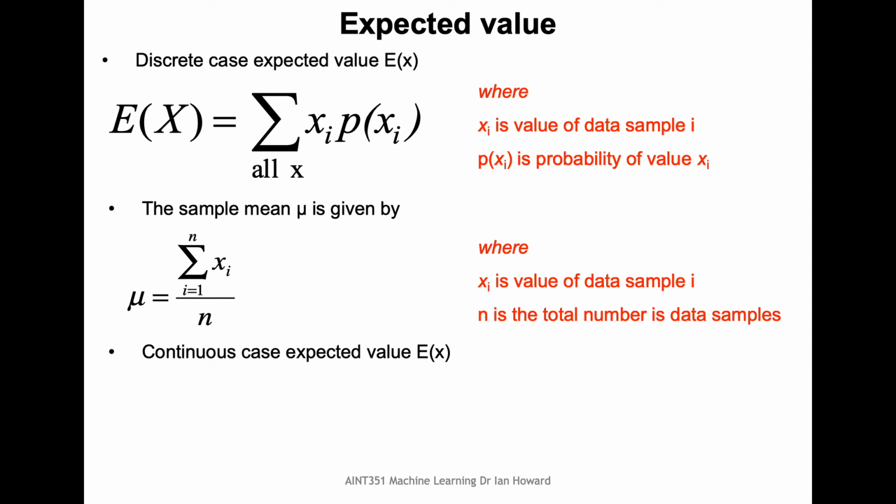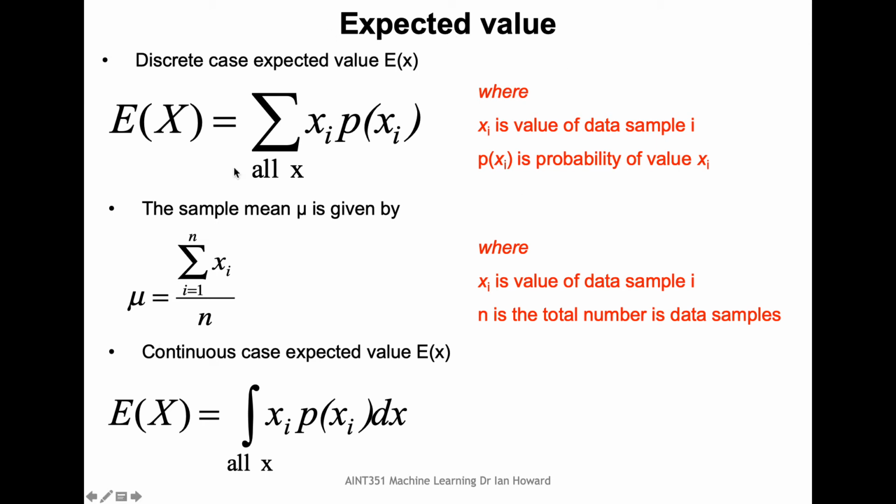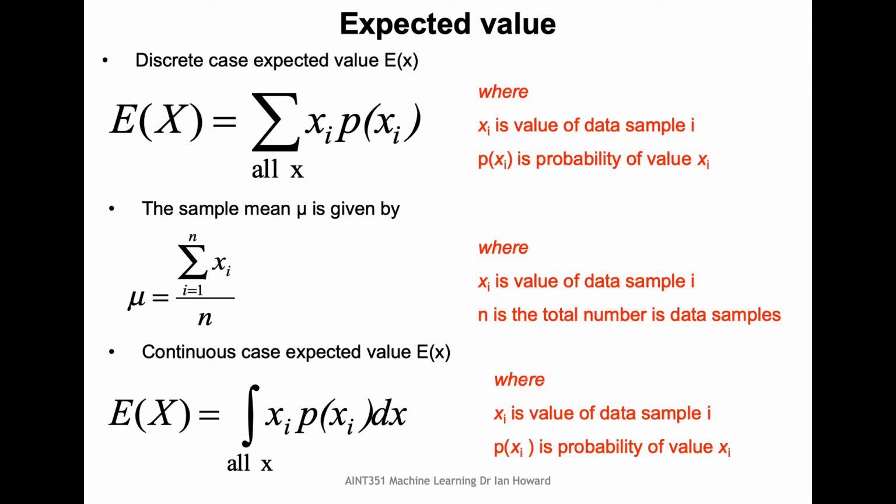Now, if we want to deal with a continuous set of functions, then rather than summing over all individual samples or all individual events, we actually integrate across them instead. So rather than having a sum, we now have an integral. It's going to be xi multiplied by the probability that that particular value occurs, dx, and then we integrate across the whole range of x. Okay, so xi is a data value at sample I in this case, and the probability is given by the p(xi) term.